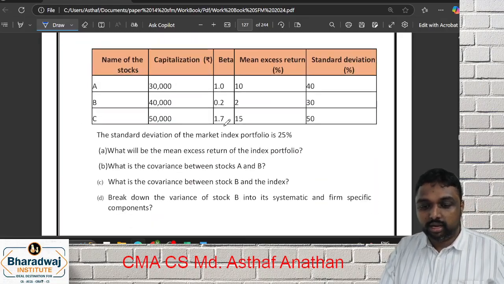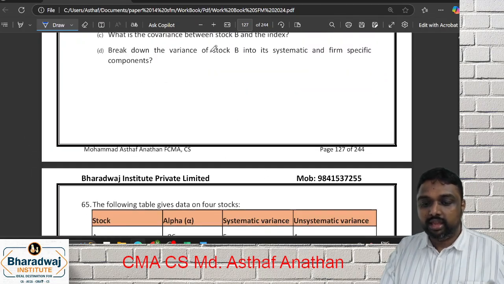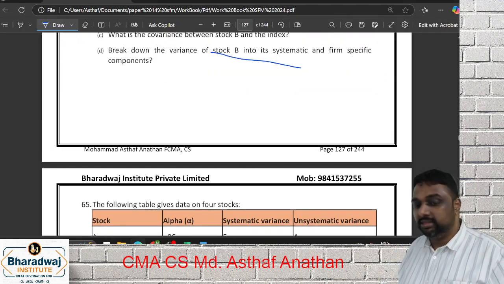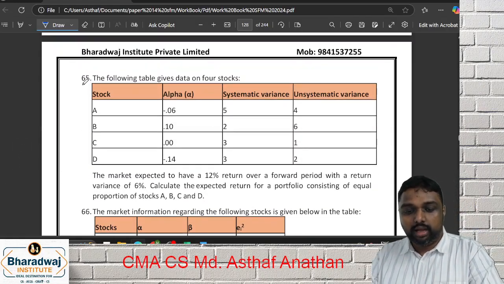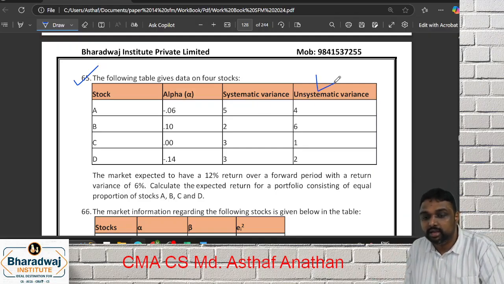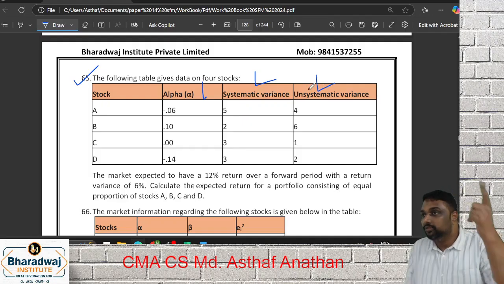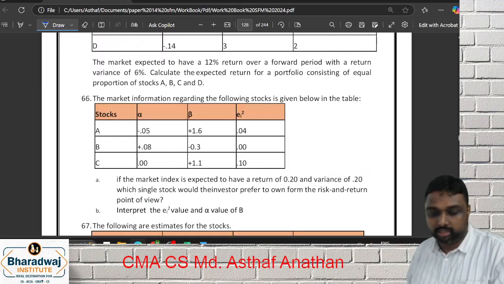Here comes the normal covariance and correlation. Here they are asking for variance split into systematic and unsystematic, our normal. This is another method, our Sharpe index model. Unsystematic is given, systematic is given, alpha is given. If you get the total, from the total, if you go for alpha, you can get the return of the security. These are reverse model questions.